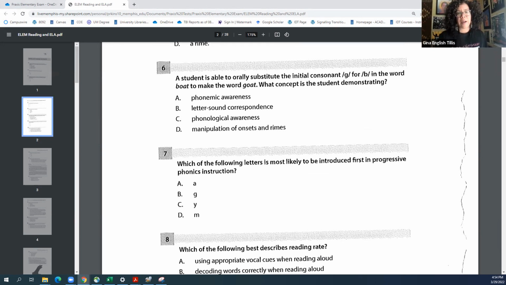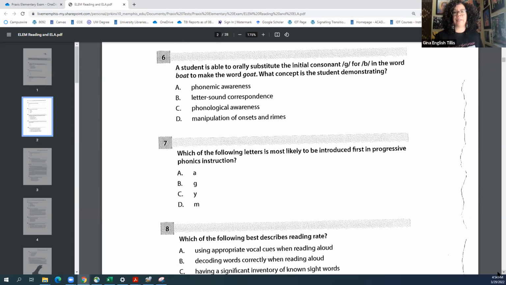All right, so we're on six now. A student is able to orally substitute an initial consonant, G, for B in the word boat to make goat. What concept is the student demonstrating?